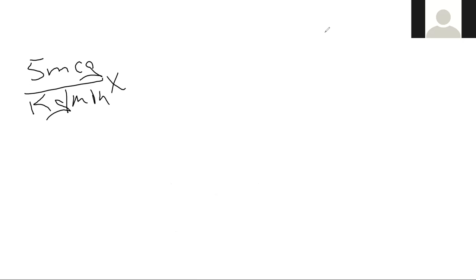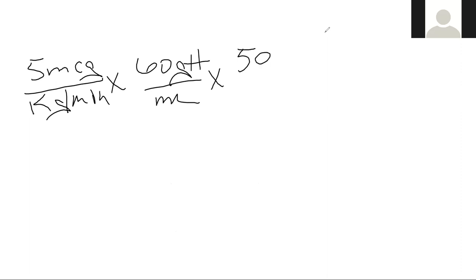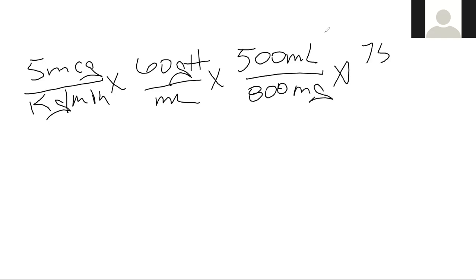Let's do our drug calculation. So we've got 5 micrograms per kilogram per minute, okay? And we've got our drip set, 60 drops per milliliter. And we've got our concentration. Remember, we want to invert that. So we've got 500 mLs over 800 milligrams. And finally, we've got that 75 kilogram patient to add on there because this is a weight-based drug. I'm just going to write it over 1 just to keep it fractional. It does not change the value of my patient's weight.